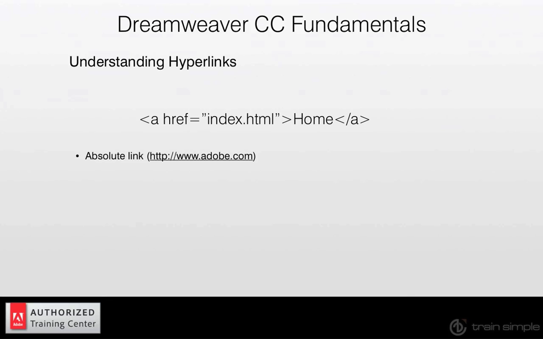First, we have an absolute link. An absolute link includes the protocol, like the HTTP, colon, and then the www dot, the domain name. In this case, it would be adobe.com. That is an absolute link.